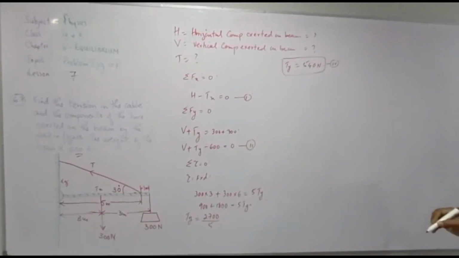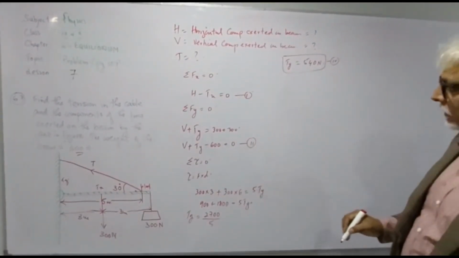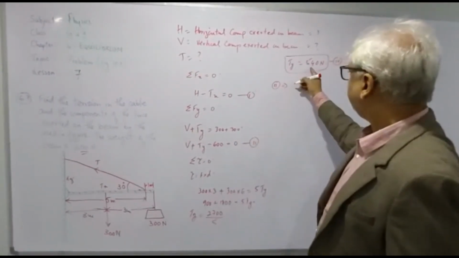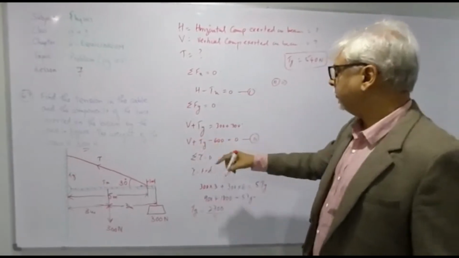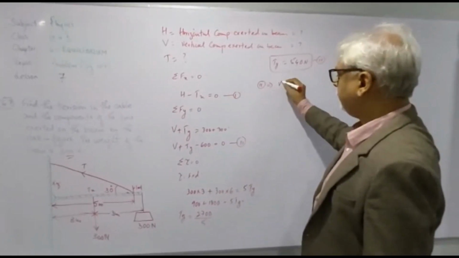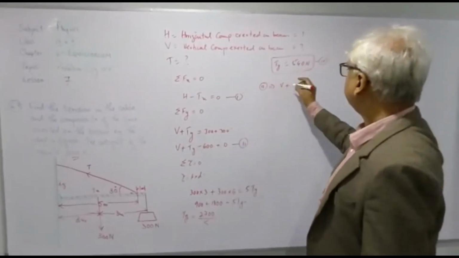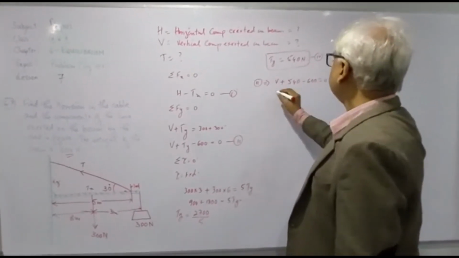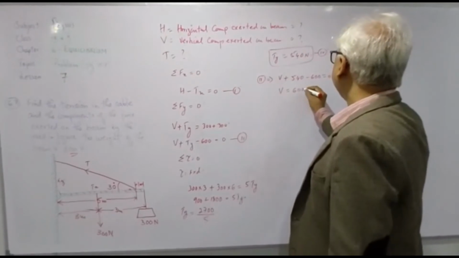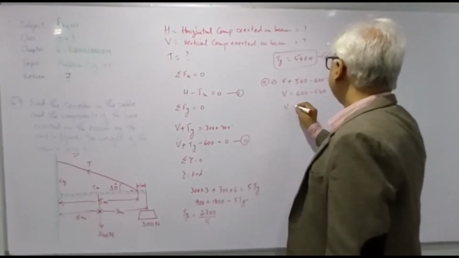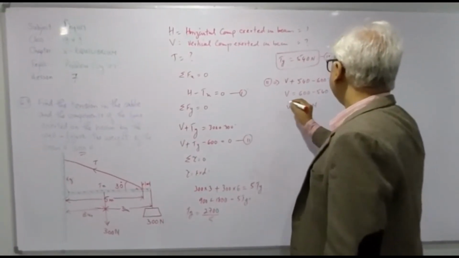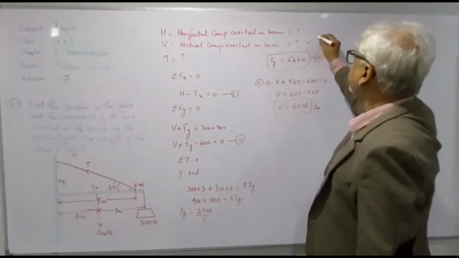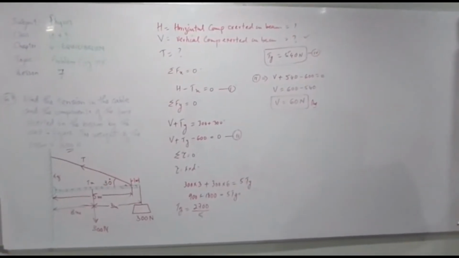Now let's apply this to equation number 2 and substitute the value of Ty in the second equation. We'll get V plus 540 minus 600 equals 0. So V equals 600 minus 540. So the vertical component is 60 Newton. There you are. We just calculated this.